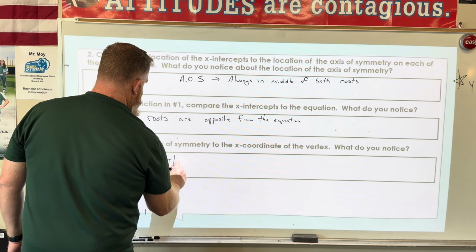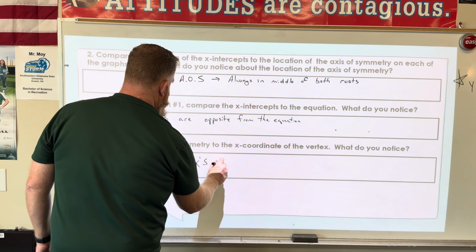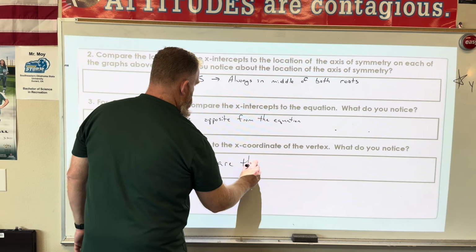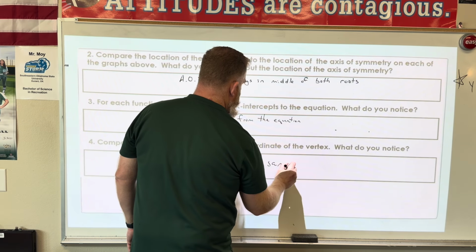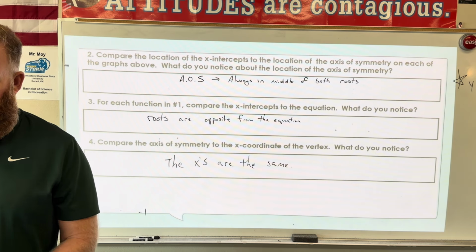The x's are what? The x's are the same. We've already talked about this. We're just kind of rehashing it. Okay, the x's are the same. Go ahead and write that down.